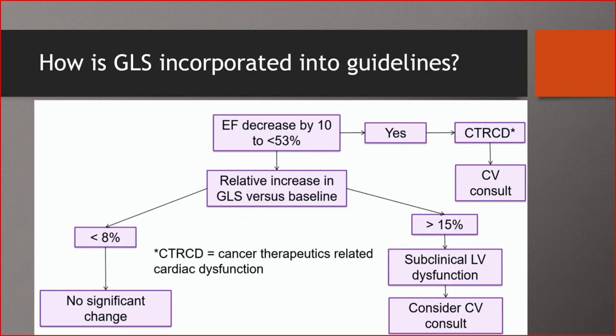How do we incorporate GLS in guidelines? Like I mentioned earlier, if the EF drops by 10% to less than 53%, then that automatically qualifies for a cardiovascular consultation. But if we use GLS, then we're looking at a greater than 15% drop in change from baseline.